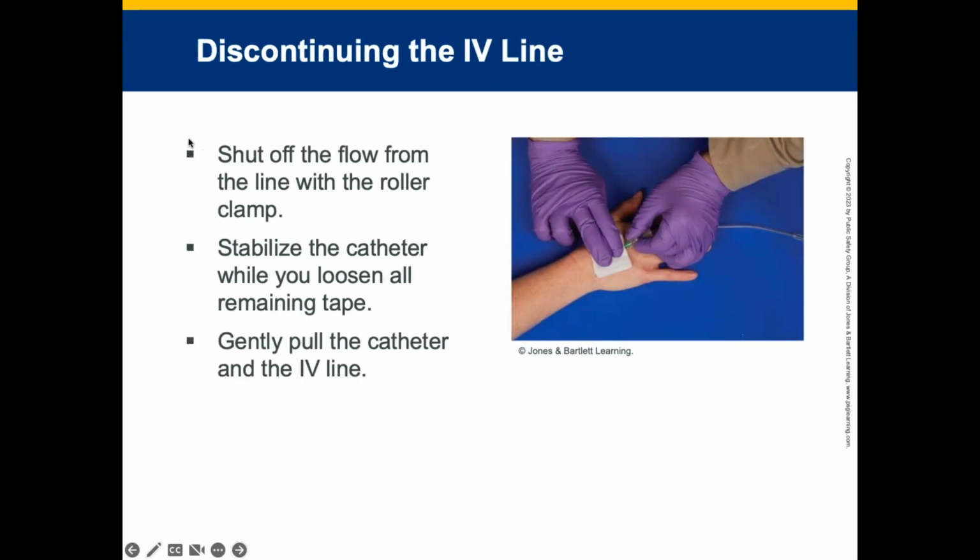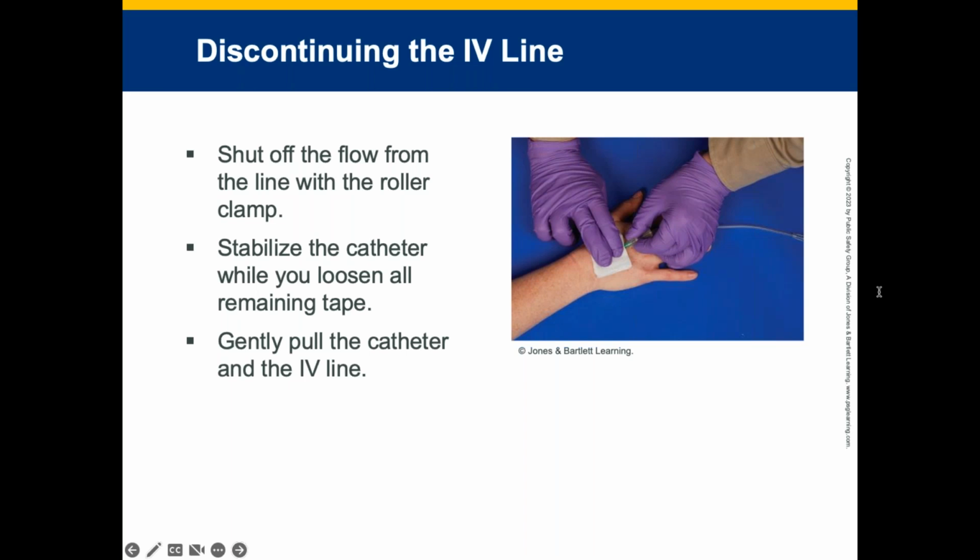As far as discontinuing a line, which we really will never have to do unless you start a line and it infiltrates, right? Shut off the flow from the line with a roller clamp and gently peel back the tape towards the IV site and stabilize the catheter when you loosen all remaining tape. Okay, you don't want to just pull the tape off and have it bleed everywhere. Another time you'd be doing this in the field, really the only time you're doing this in the field, is if you have a patient who's a diabetic and they end up getting a patient refusal with med control orders.